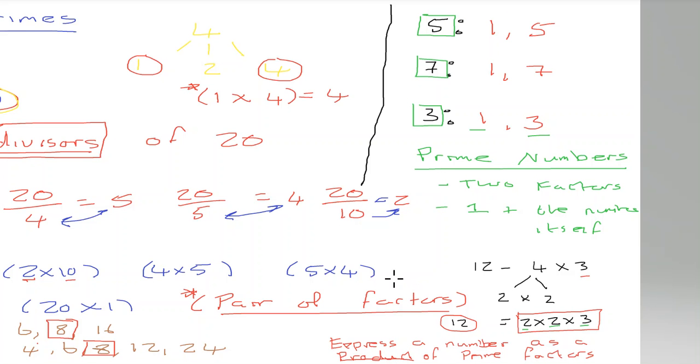Product means multiplied by. So if we take the number 12, for example, we can express this as a product of its prime factors. It will be 2 multiplied by 2 multiplied by 3, that gives you 12. These are all prime numbers, and the product of them, when you multiply them by each other, is 12. So that's what we mean by that.